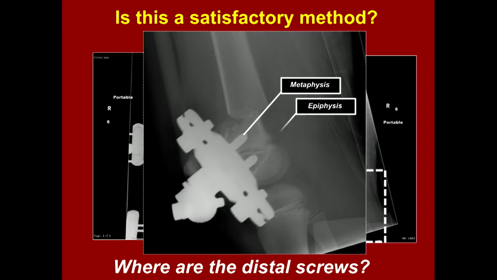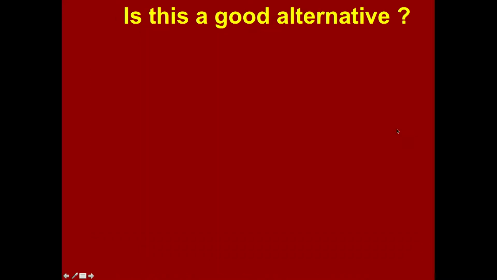And here it is, one on the metaphysis and one through the epiphysis. If you put more than 2 screws in the epiphysis, one of them is going to probably be in the joint. And it's very important that when you put this screw in the epiphysis, you get right in the center, because the joint capsule comes posterior and a little bit anterior. And if you put it in the joint, you can get a chance of infection.